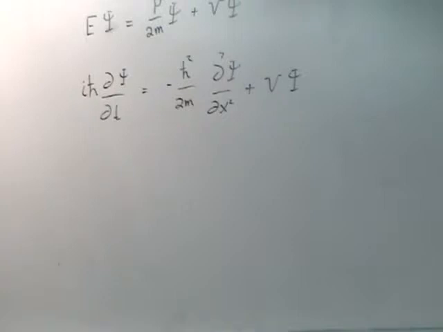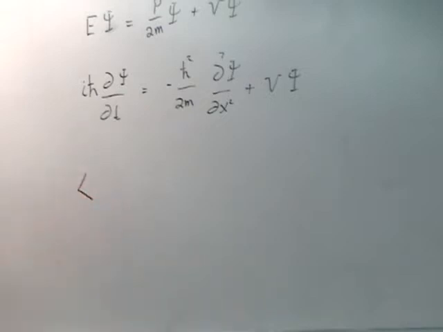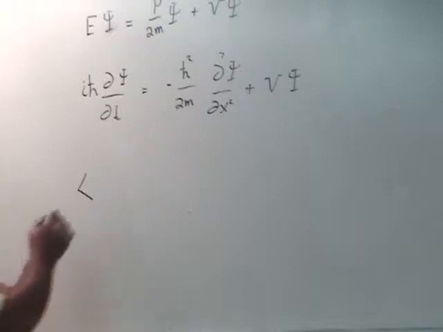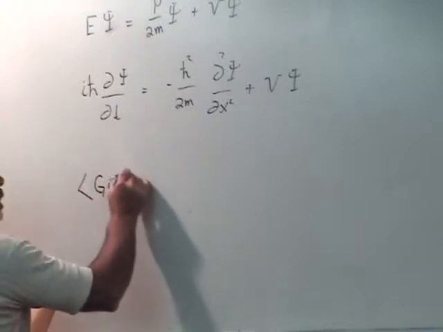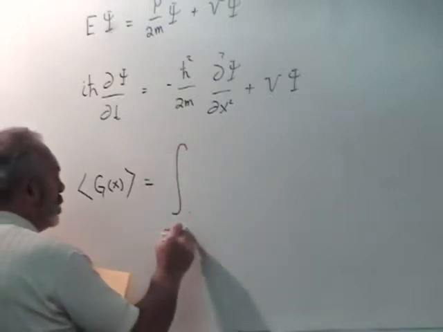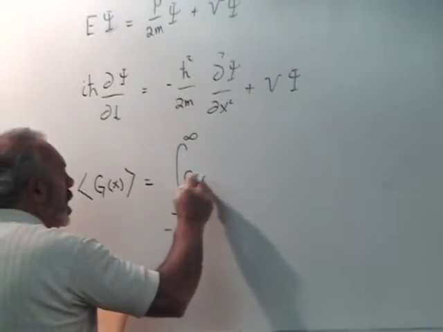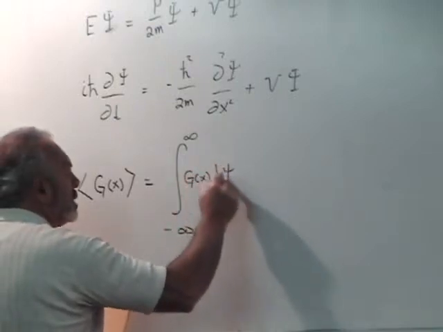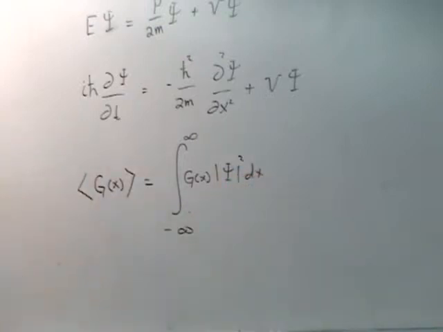From there, we quickly demonstrated that you can calculate an expectation value, which is very much like an average value for any function, not just energy or momentum, as the integral over all logical space of g of x times psi squared dx.